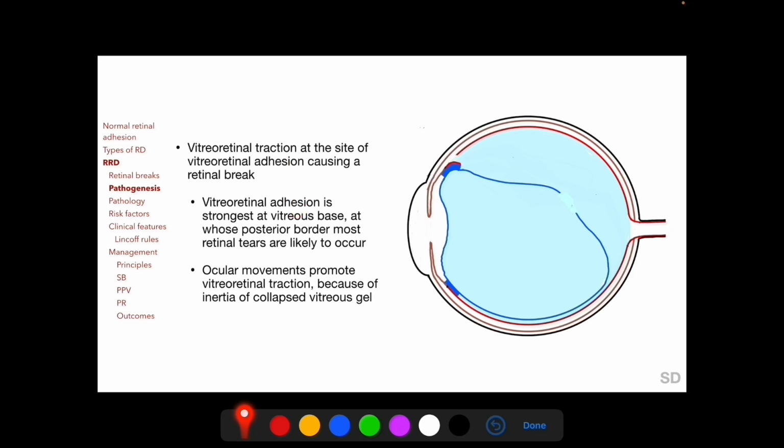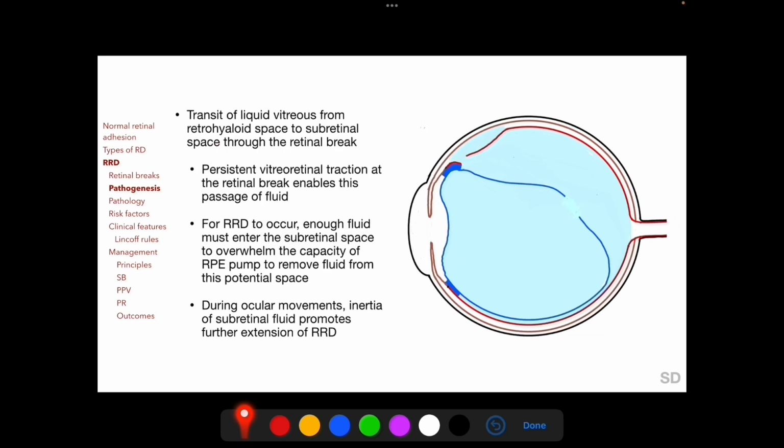Vitreoretinal adhesion is strongest at the vitreous base, as represented by the blue zones in this diagram, at whose posterior border most retinal tears are likely to occur. Ocular movements promote vitreoretinal traction because of inertia of the collapsed vitreous gel. Following the occurrence of the retinal break, there is transit of liquid vitreous from the retrohyaloid space to the subretinal space through this retinal break. Persistent vitreoretinal traction at the retinal break keeps the retinal break open and enables passage of this fluid into the subretinal space.